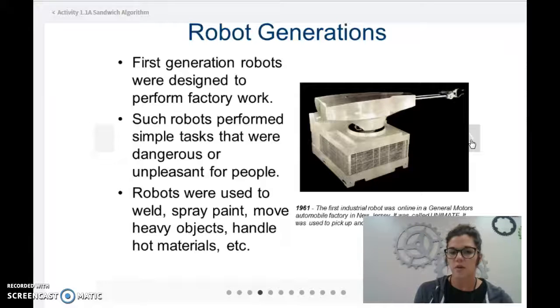It's uncomfortable. And then there are the dangerous tasks, such as, as we've seen in one of our presentations, the robot that was saving people from any kind of natural disaster. It could go up and sense different feelings. If it touched a door and the door was hot, it knew not to go in there, whereas a person could not go in there to complete that task because it was too dangerous. Robots are used to weld, spray paint, move heavy objects, handle hot materials, etc.